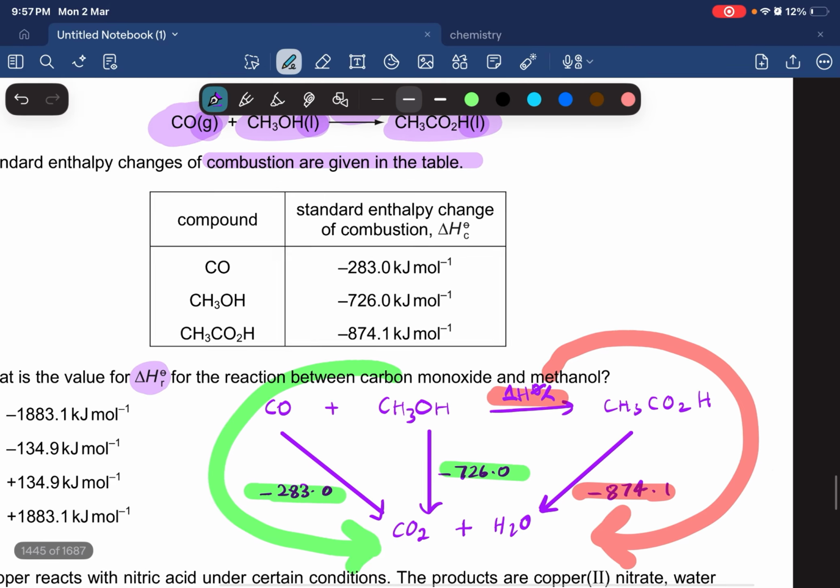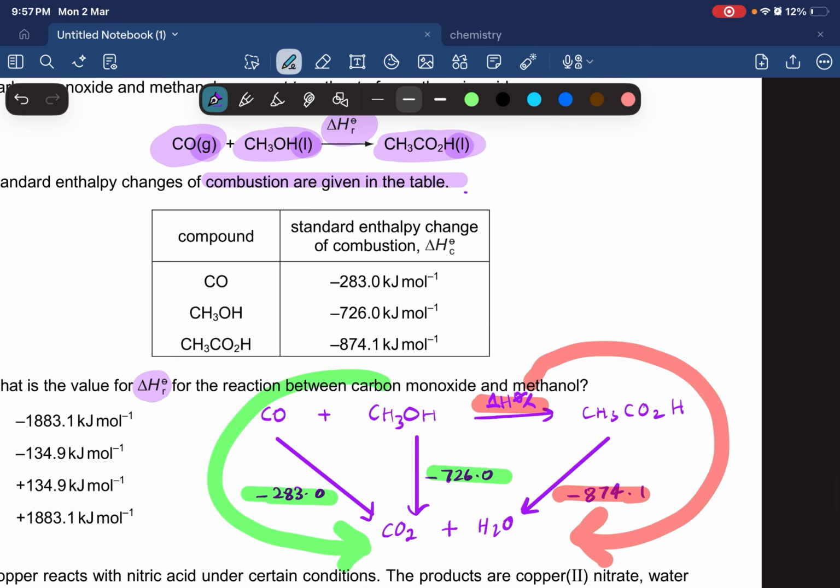Now what do we have to do? We write delta H naught of reaction, R, negative 874.1 equals negative 283.0 negative 726.0. Let's see what we get. Delta H naught R equals, you just rearrange it and open up your calculator, negative 283 negative 726 positive, because this 874 is going to go to that side and become positive. I guess that's elementary school maths.